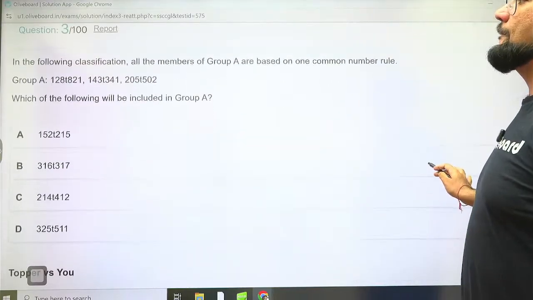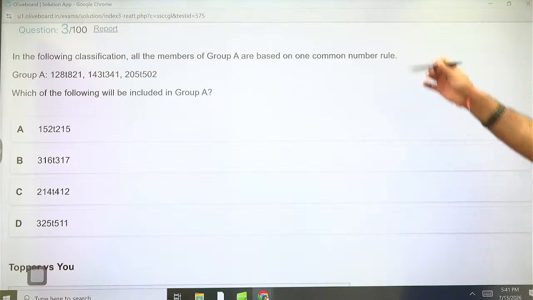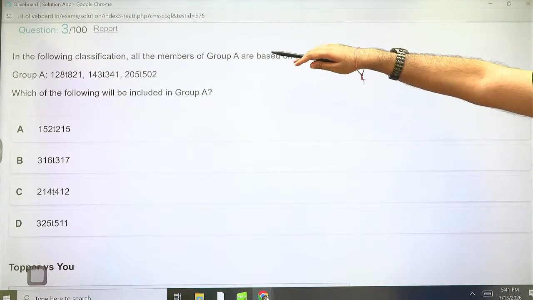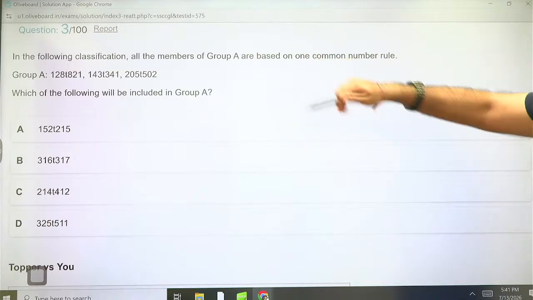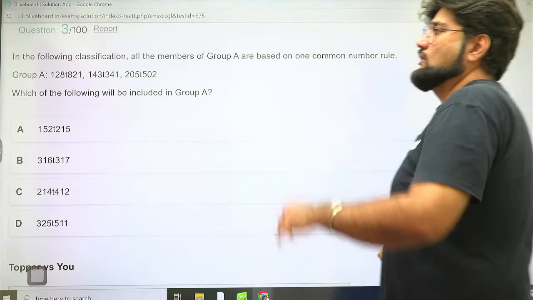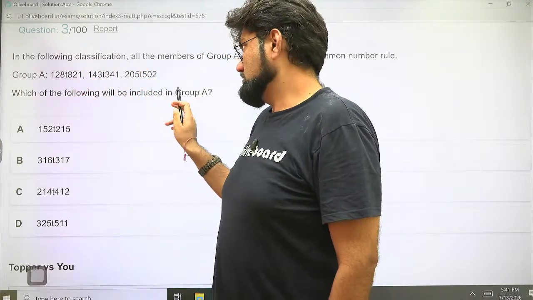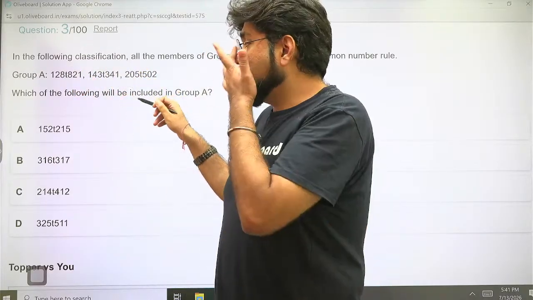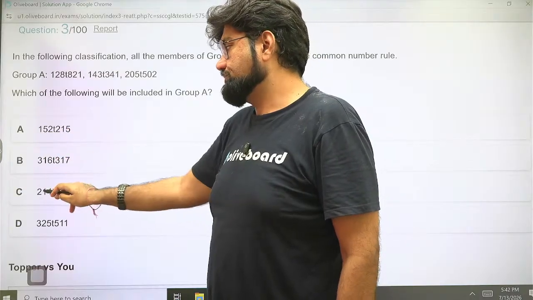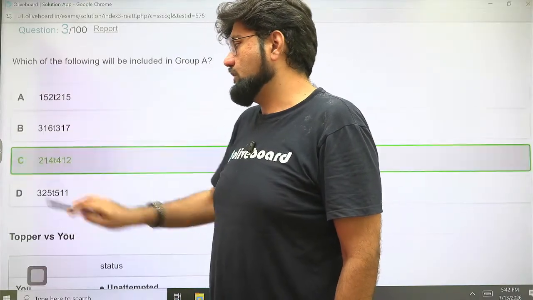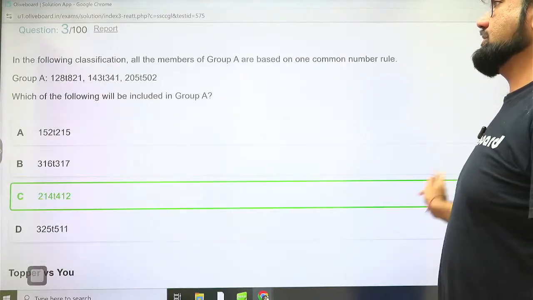Next. Now, members of group A are based on one common number rule. You look at the rule, or identify the rule. 128 T821, 143 T341, 205 T502. So we are writing a number, we are writing T in between, then we are flipping the same number. Which of the following will be in group A? 152 would have been 251, so no. 613, no. 214, 412 and T in between. Option C is the correct answer. 27 seconds. Next.